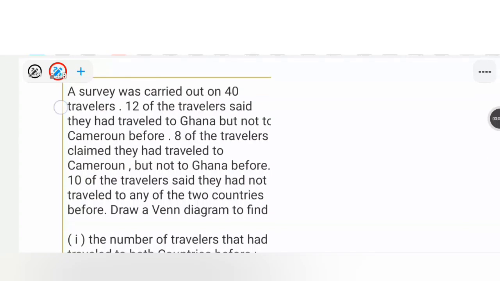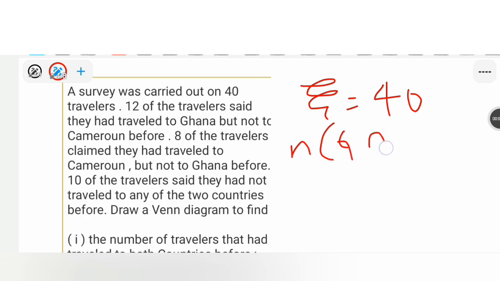We are told that a survey was carried out on 40 travelers. That means universal set is 40. 12 of the travelers said they had traveled to Ghana, but not to Cameroon. So with "but not to", Cameroon is being primed, it's being complemented. G is Ghana, Cameroon is C. So 12 of them have gone to Ghana, so that will be n(G intersection C prime). That will give you 12.